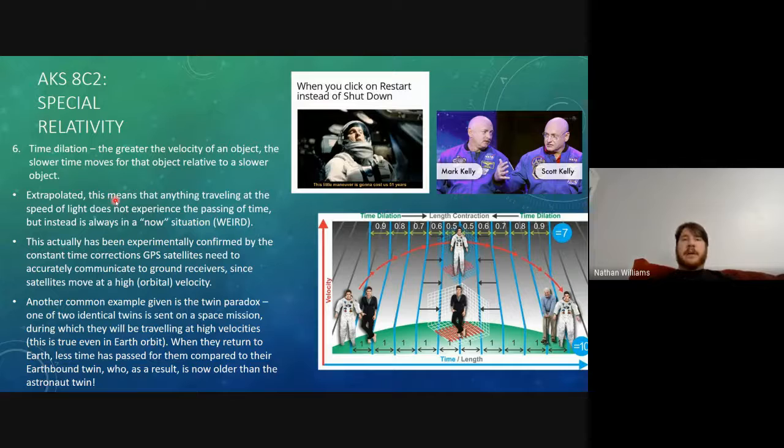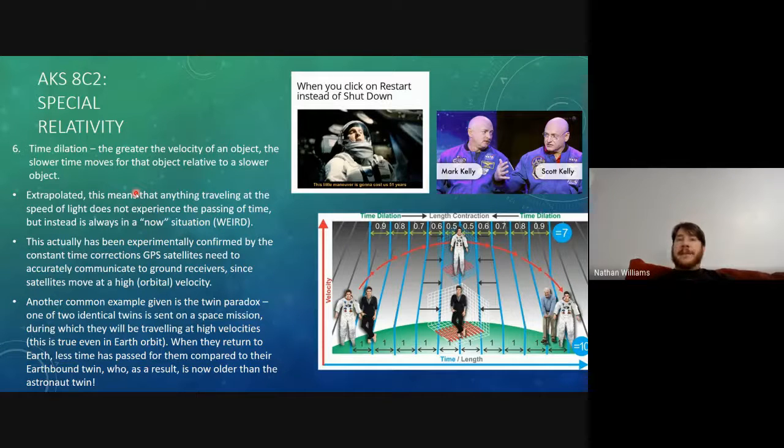So if we extrapolate this concept of time passing more slowly as velocities approach the speed of light, this means then that anything traveling at the speed of light, like say light itself, at least in a vacuum, not slowed down by air or water or whatnot, actually doesn't experience the passing of time, but instead is always in sort of an ever-present now situation. And notice here I put weird, because that's something we can't really wrap our heads around. We can't really imagine there not being a past and a future for our experience. We experience now, and we can understand that, but we always know that it's going to change into a different now, as we move through time, as time passes for us.